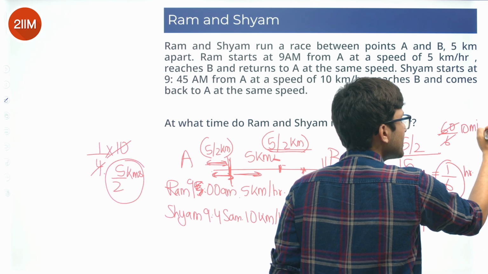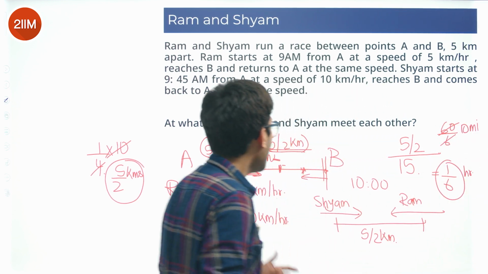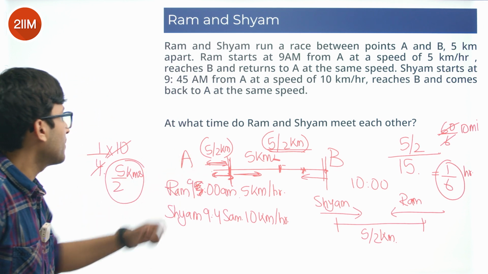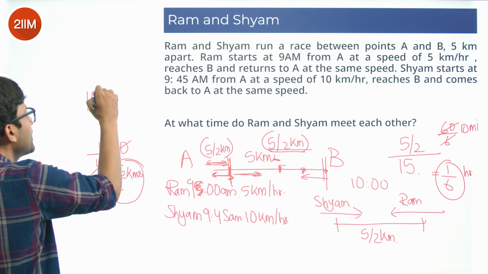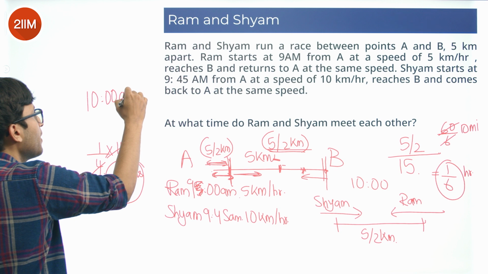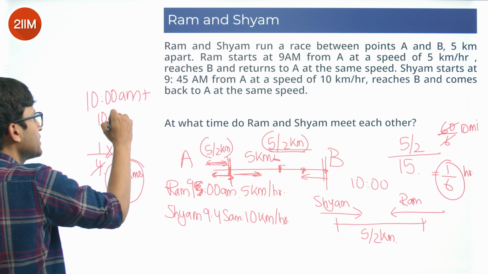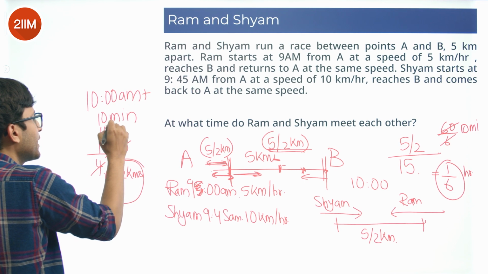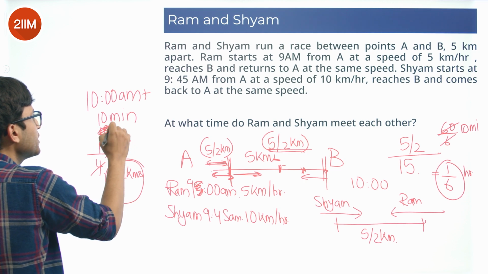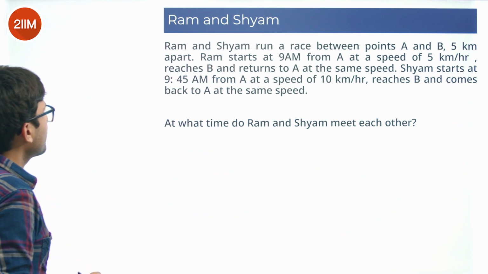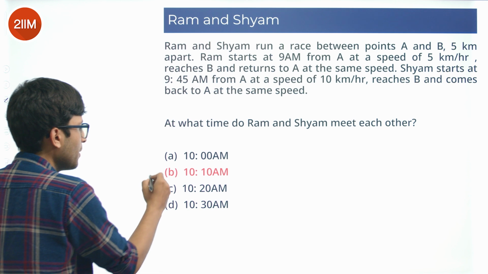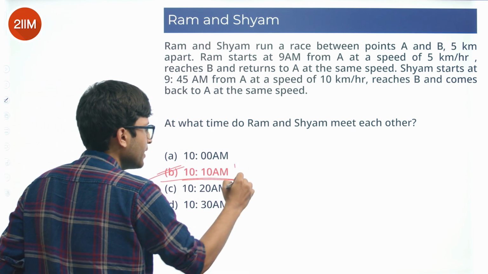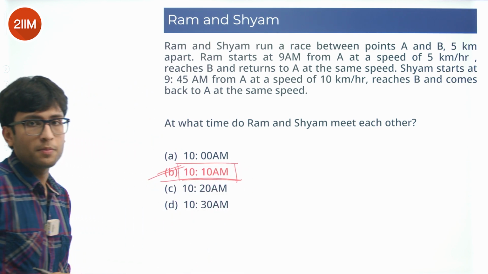So he's taking 10 minutes extra after 10 a.m. My answer will be 10 a.m. plus 10 more minutes, so this will be equal to 10:10. Let's see where we have the option. Yeah, perfect. We got our option, 10:10 a.m. At this time they would be meeting.